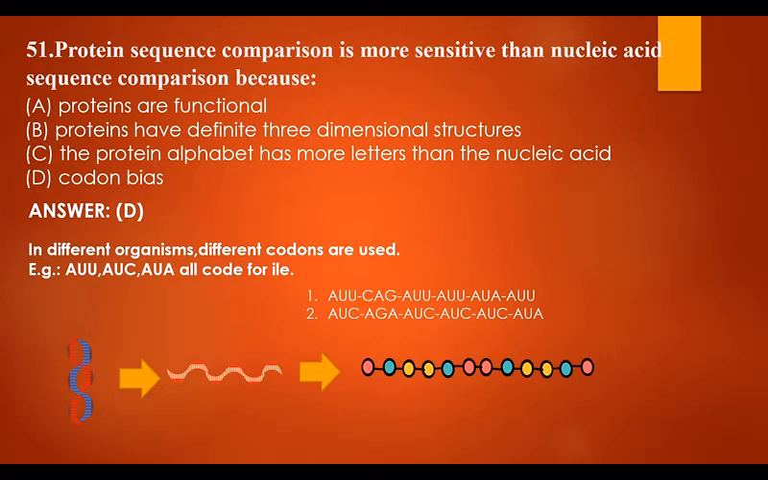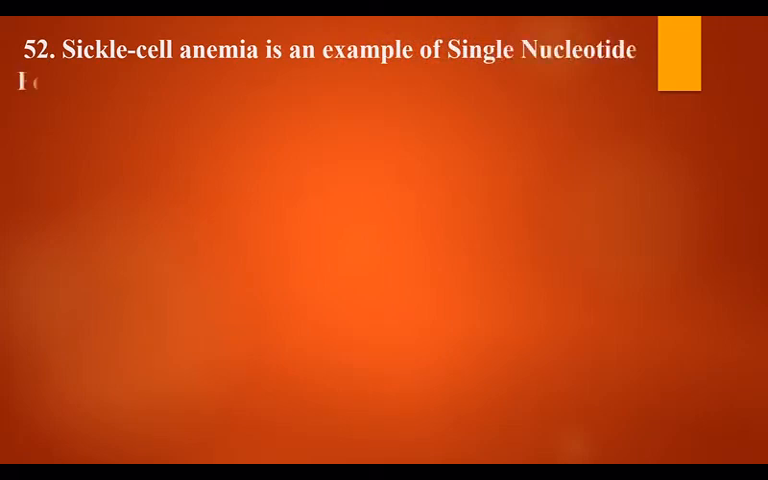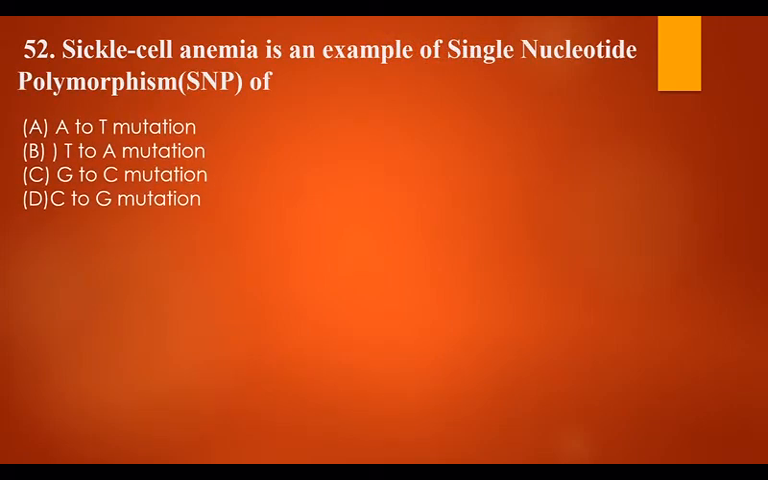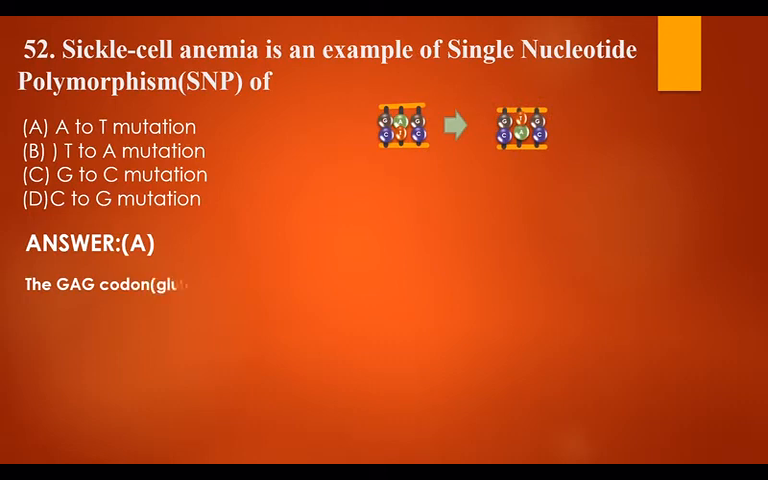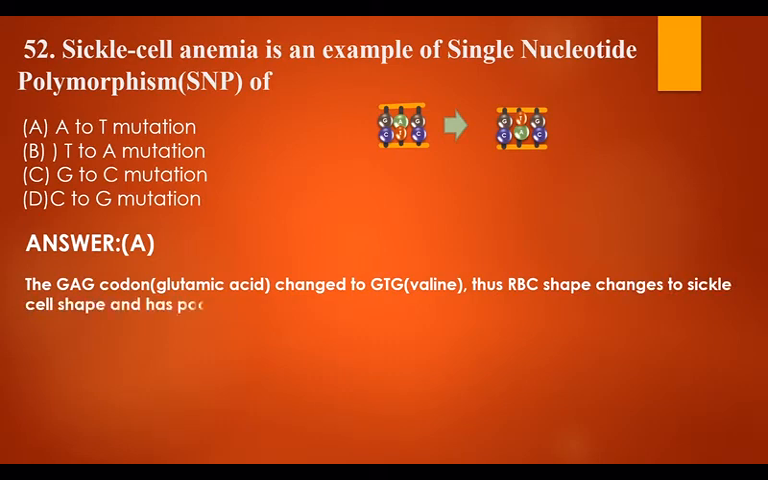Next question. Sickle cell anemia is an example of single nucleotide polymorphism or... So these are the options. And the answer is option A, adenine to thymine mutation. The GAG codon, that is glutamic acid, is changed to GTG, that is valine. Because of this, the RBC shape is changed to sickle cell shape.